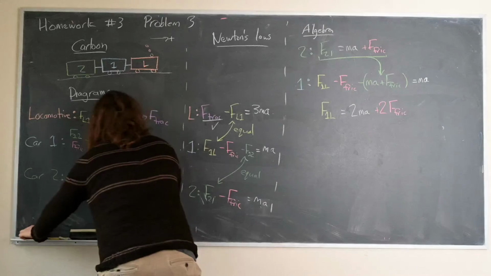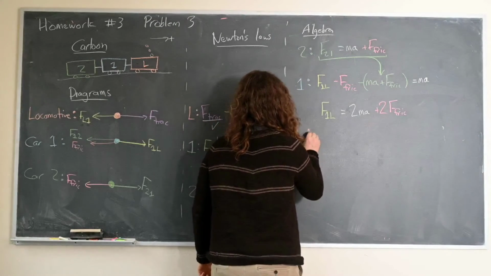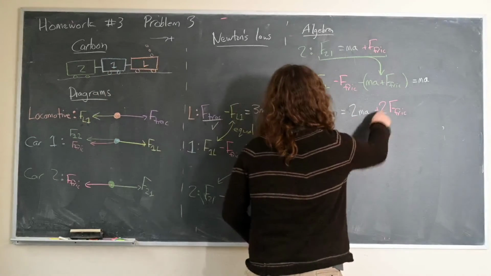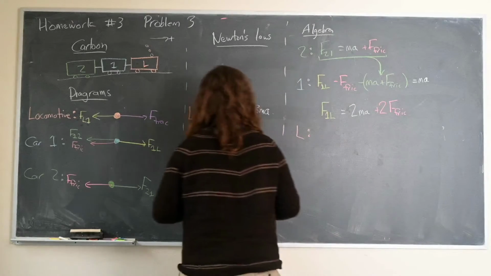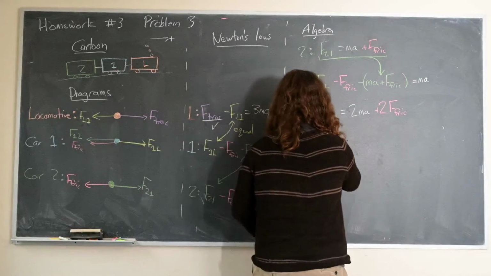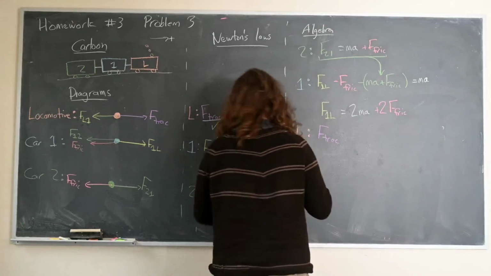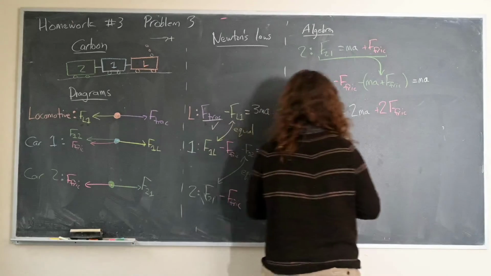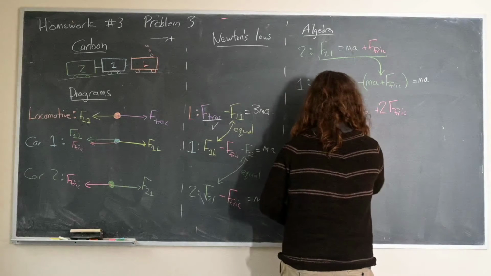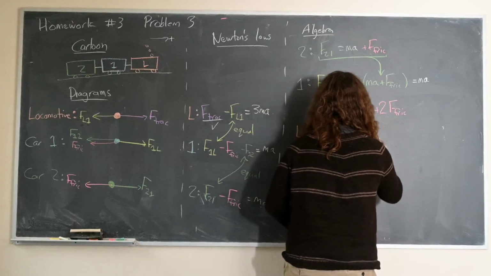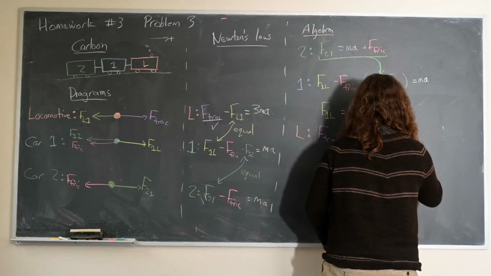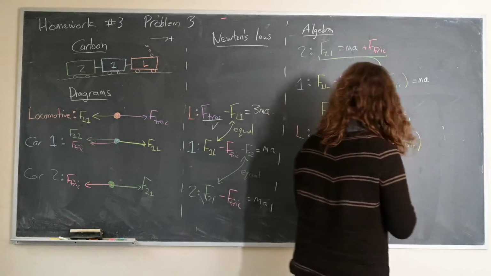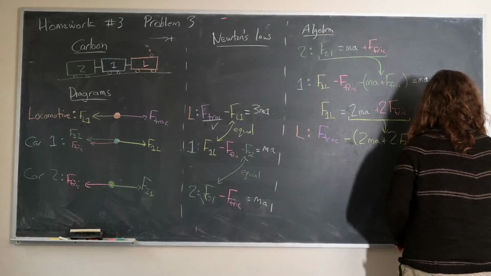Now finally, I'm going to substitute that back into the equation for the locomotive. All right, so I'm going to take this and put it in here. So for the locomotive, I have F track minus all of this stuff, 2ma plus 2F fric. This all got substituted here, equals 3ma.